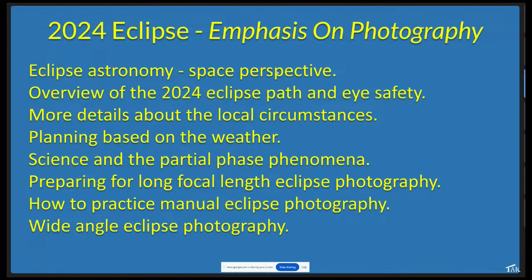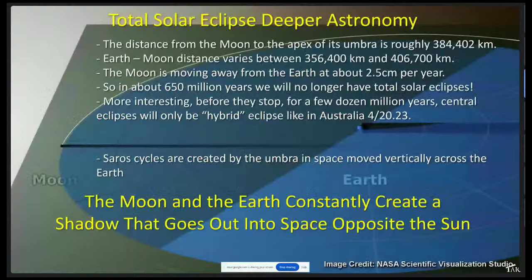And then I really want to spend a lot of time on photography. So I only have a few astronomy slides, and I'm not going to talk about the basics. But one of the things I wanted to talk about is that the moon and the Earth are constantly making a shadow on the opposite side of the sun.